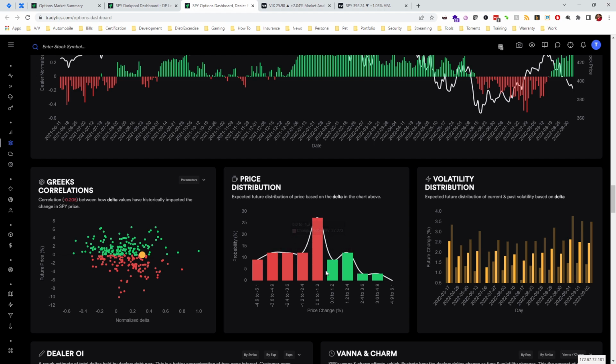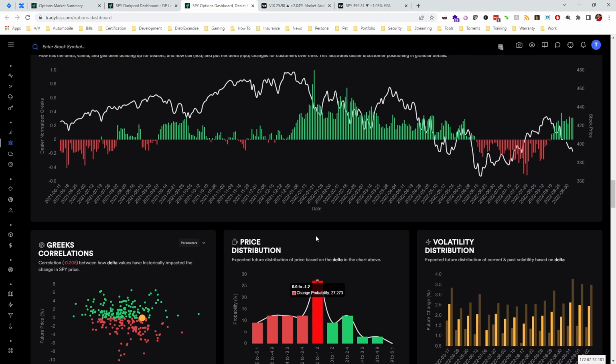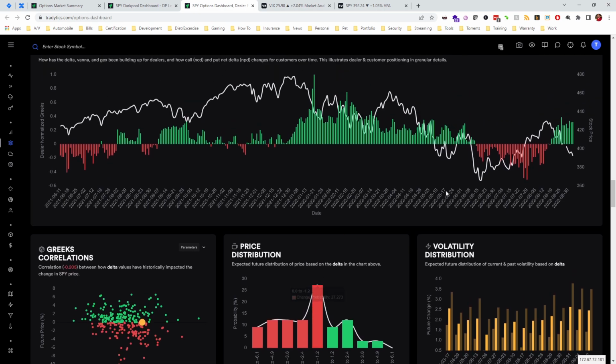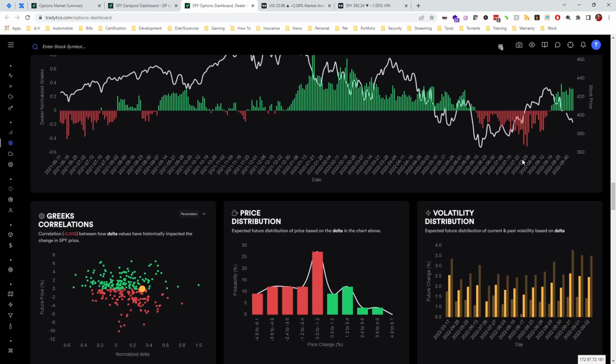And then for a positive move, we actually have much less of a chance. For a positive move from 0 to 1.2%, we have about a 9% chance of that occurring. We can see that increases a little bit to 12% when we get to 1.2 to 2.4 over the next 5 days, and then it really just falls off for any moves greater than that. So we seem to be leaning more bearish based on the way deltas are currently structured in this market.